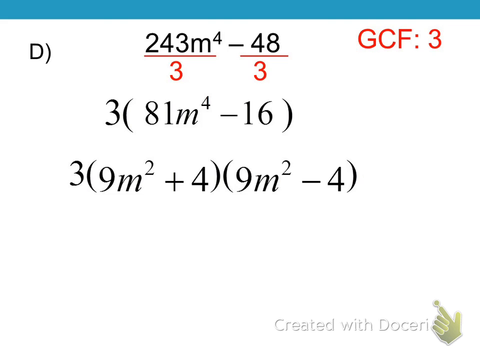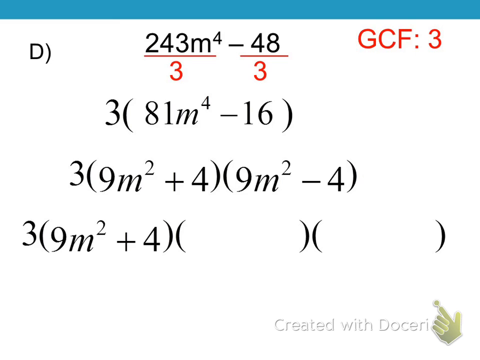Uh-oh. We're not done. We got another difference of squares. 3m minus 2, 3m plus 2. Again, the 3's still out here. This is a plus, so we can't do anything with it. Sum of two squares is not special. SOTS isn't something we get excited about, okay? But, yep, now we're done.